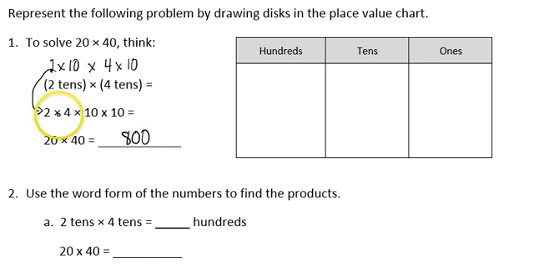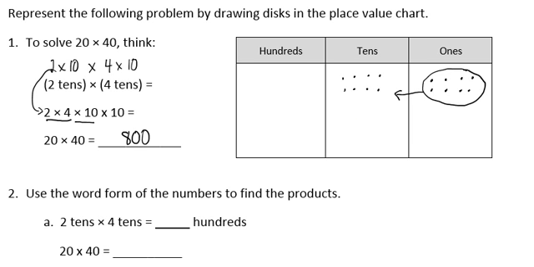But I'm going to show this problem on the place value chart. I'll start by showing the 2 times 4 on the place value chart. So 2 times 4 means I have 2 groups of 4, or 8. Then I have to multiply that times 10. Well, I know when I multiply by 10, every disk becomes 10 times as great. So those 8 disks will move over to the tens place. So now instead of 8 ones, I have 8 tens, or 80.